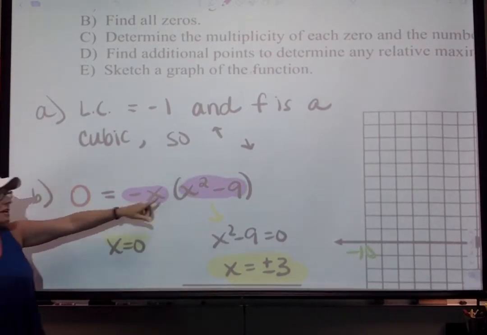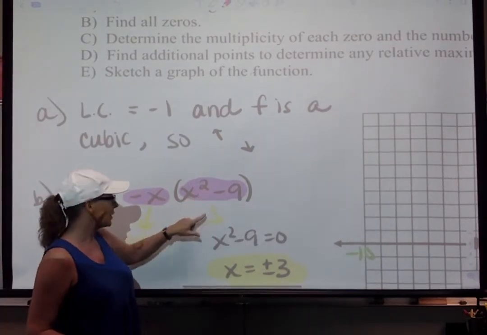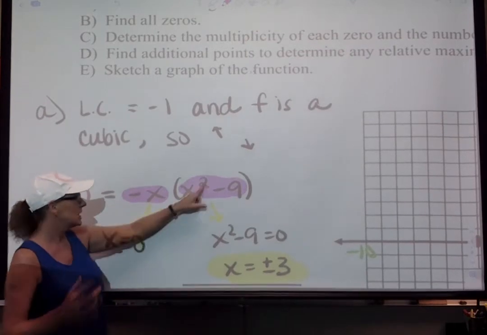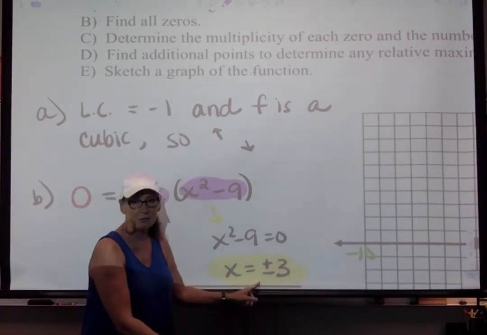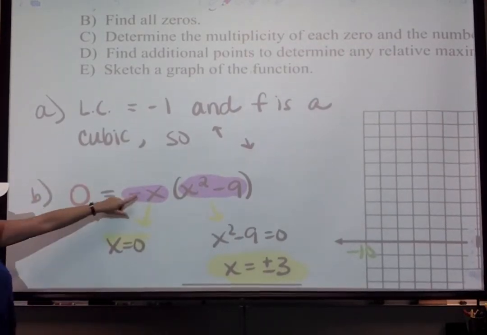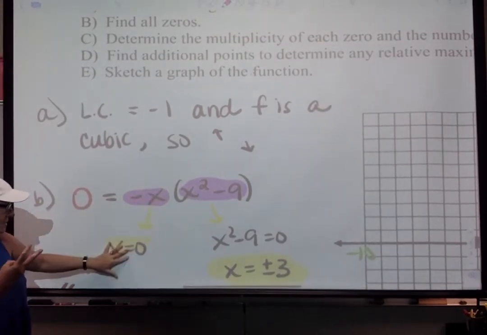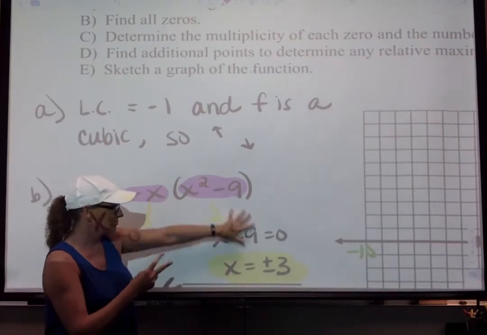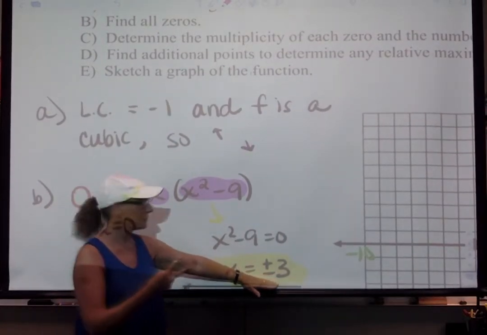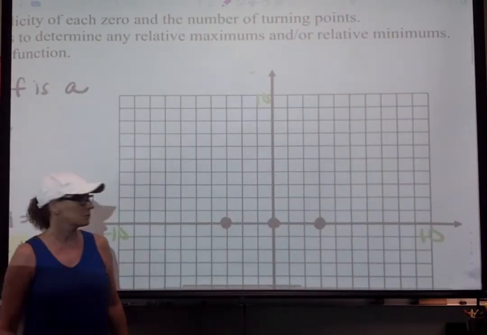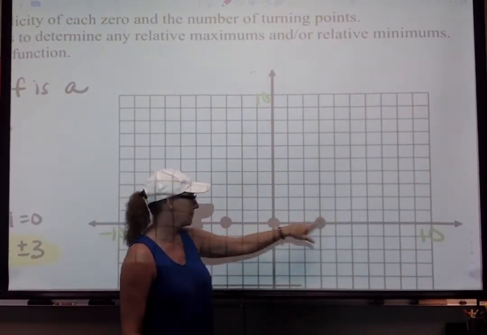Okay, this isn't a linear factor. I could go on to say x plus 3 and x minus 3. Those would be linear factors. I just chose to straight up solve it from here. Okay, so I've got 3 solutions. I've got a solution that comes from here, x equals 0, and then I've got 2 solutions that come from here, positive and negative 3. So I went over to my graph, and I went ahead and plotted my zeros. There, there, and there.